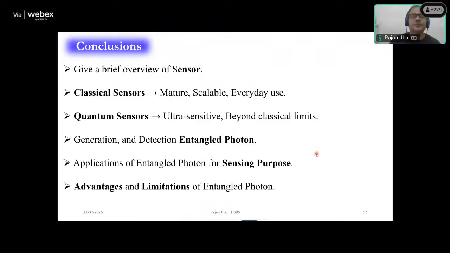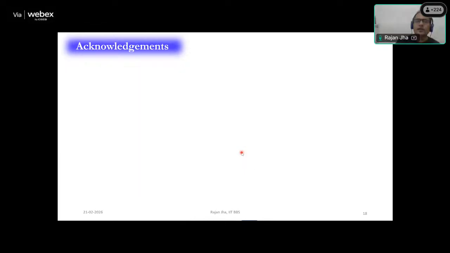So with this, I will conclude. I tried to give you something about classical systems in the beginning, then quantum systems, where we discussed entangled photons, then sensing, where entanglement can be utilized for sensing purposes, and then the advantages and limitations of entangled photons.